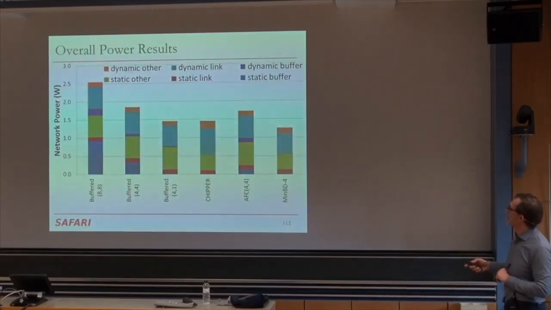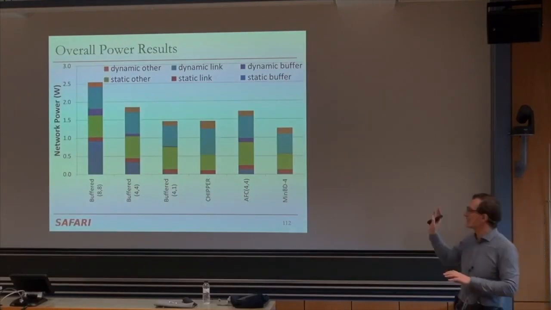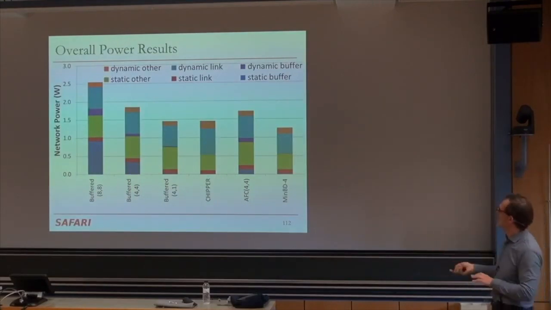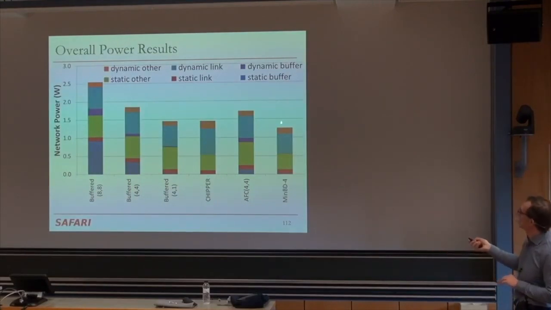Okay, this is what I was trying to get to. This is the breakdown, as you can see. You see that MinBD adds some more buffering power, but it's not a lot. And it significantly reduces the link power compared to CHIPPER because it reduces the deflections. So it's actually more power efficient compared to CHIPPER, and also more power efficient compared to all of the buffered routers, right?